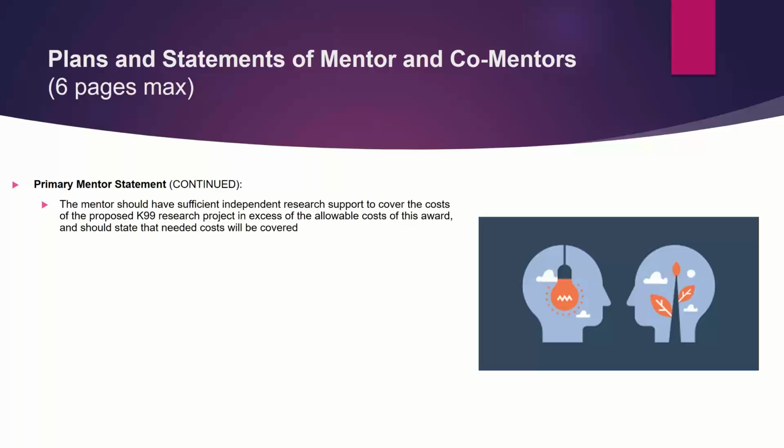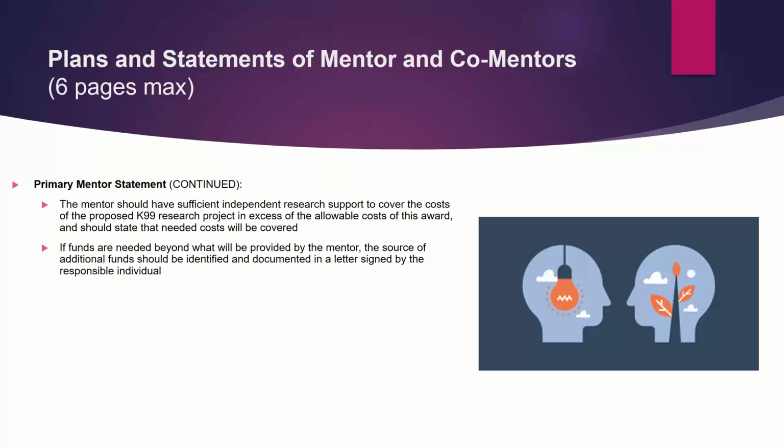Say you need additional money for a particular type of equipment that you cannot fit in the K-99 budget. If your mentor is going to provide you access to the equipment or use of the equipment, primary mentor needs to say that in this statement.